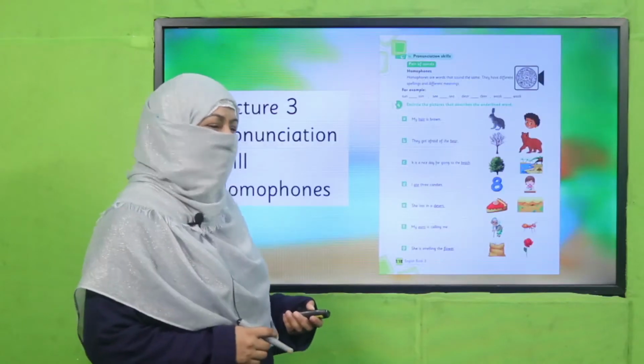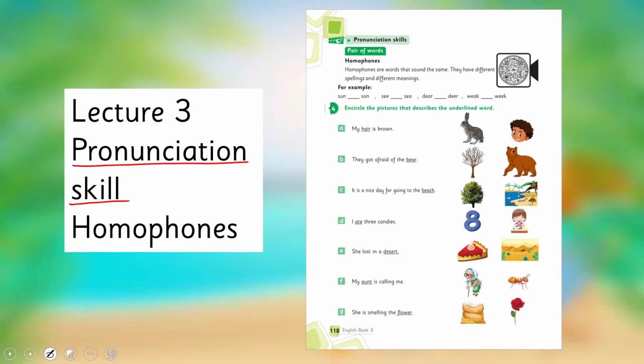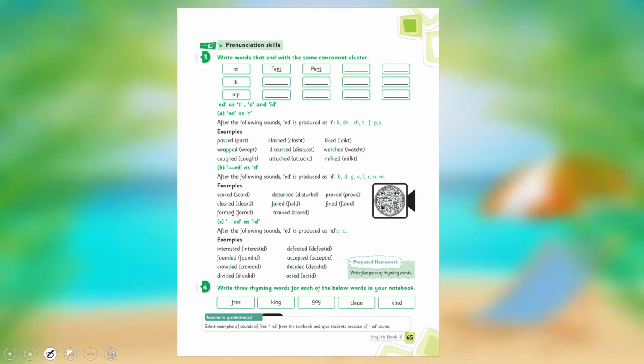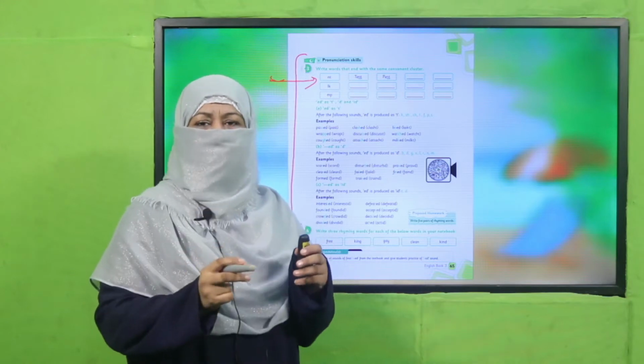Yes, my dear students, today under the title of pronunciation skills, we are going to learn about homophones. Before this, we have learned about different words having the same ending letters. And we have also learned about rhyming words. You remember this sound alike, okay?